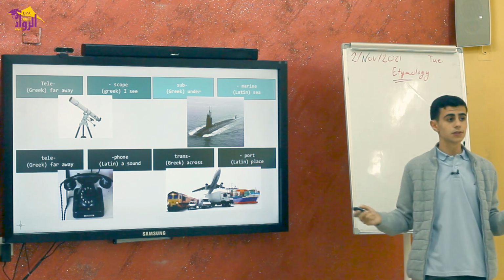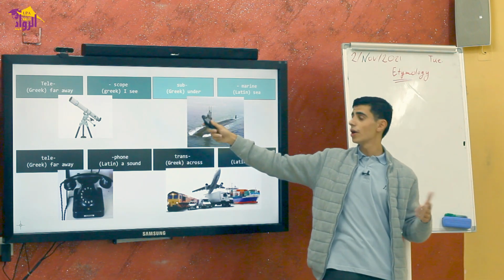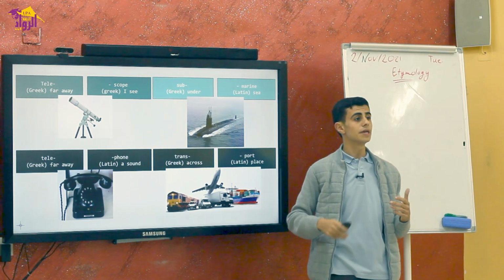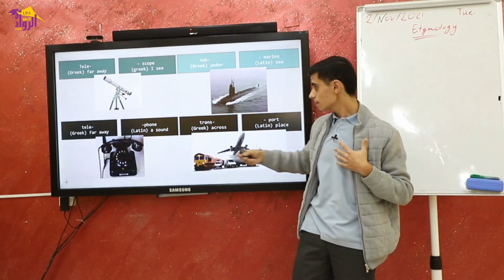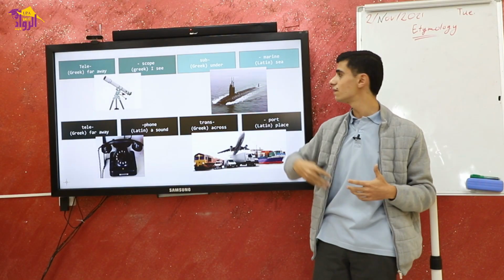Here are some examples of compounding. The word telescope, from the Greek tele, meaning far away or far off in the distance, and the word scope from the Greek skopio, meaning to see or I see. And that's what a telescope does. It helps us to see things that are very far away.